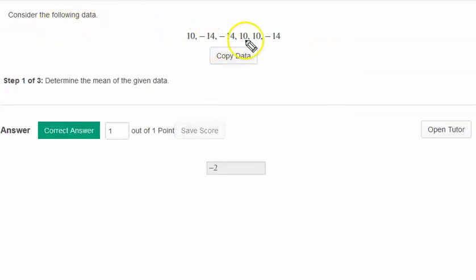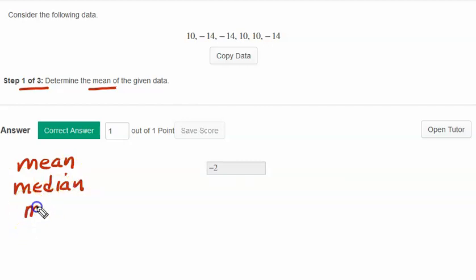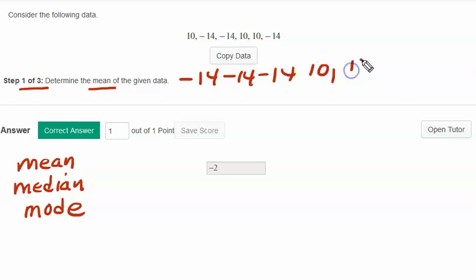Now, for this one, here's our data. We're asked to determine the mean, but it's going to be in 3 parts. So we need to find the mean, the median, and the mode. So putting them in order helps. So negative 14, negative 14, negative 14, 10, 10, 10. I guess I can space them out like that.